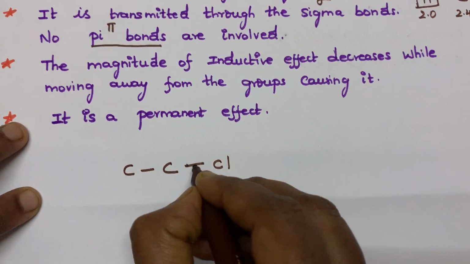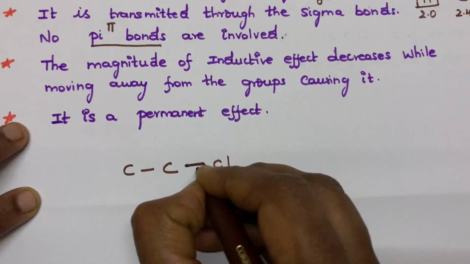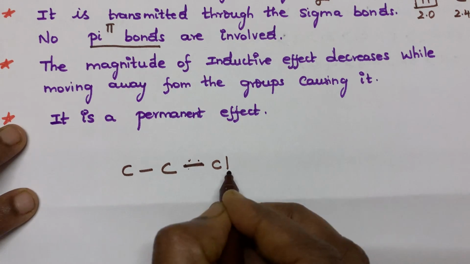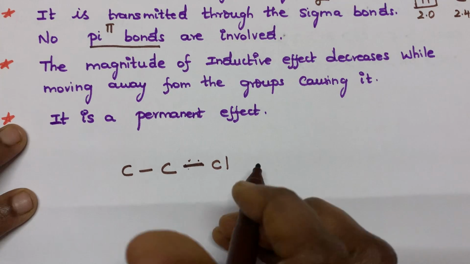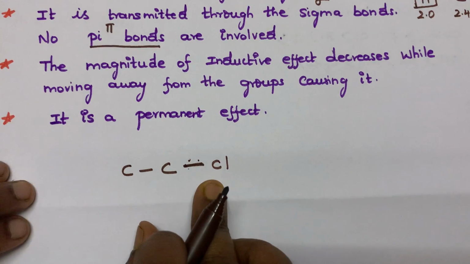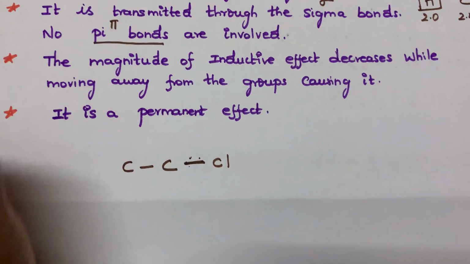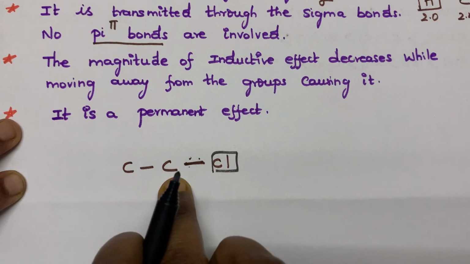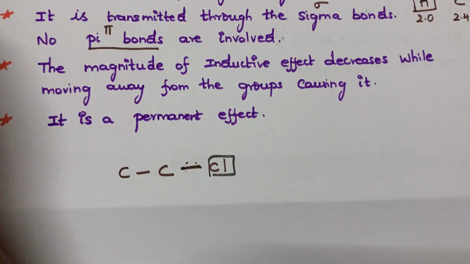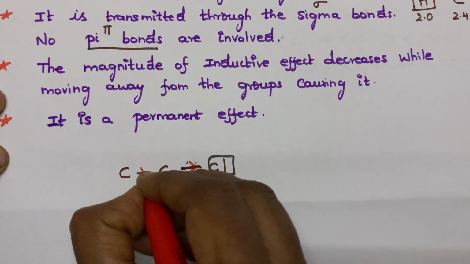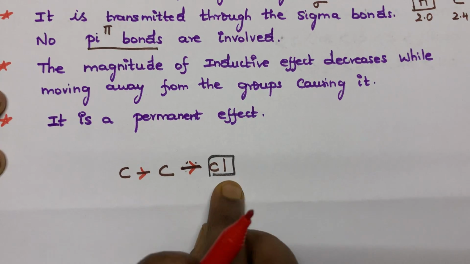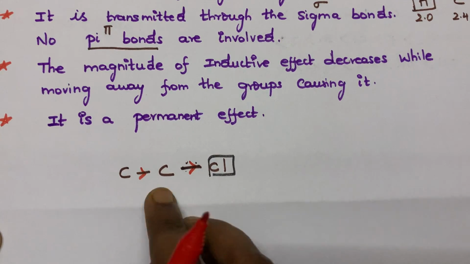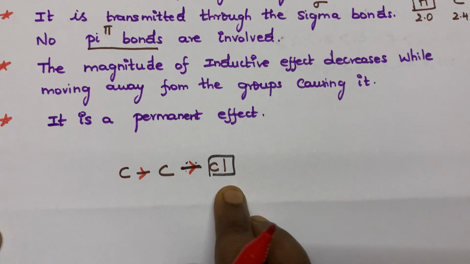We know in a sigma bond there are 2 electrons, isn't it? Due to this electronegativity difference, the electrons will be under the control of the atom which has more electronegativity. Here, which one is going to dominate? Obviously chlorine is going to dominate, because it has a higher electronegativity when compared to carbon. So we put this arrow mark, which says the electrons are flowing from carbon to chlorine. Always the arrow mark will be towards the more electronegative atom.